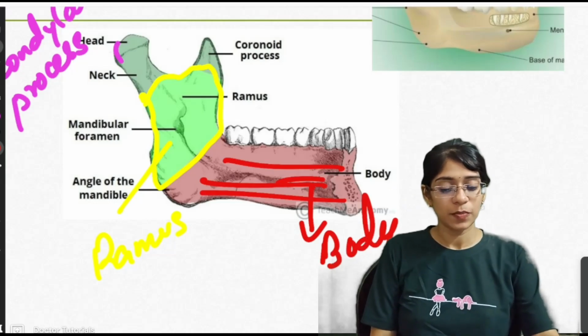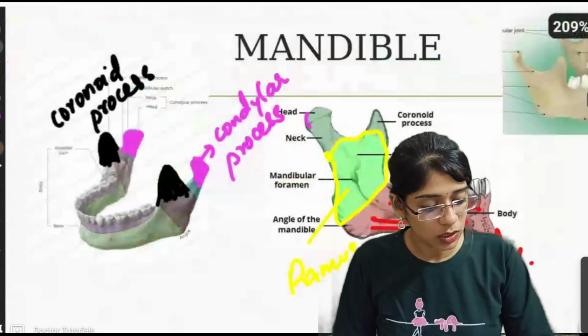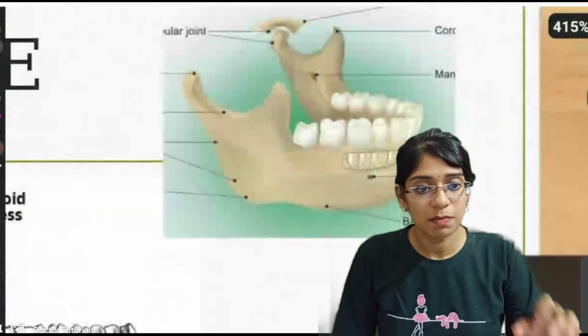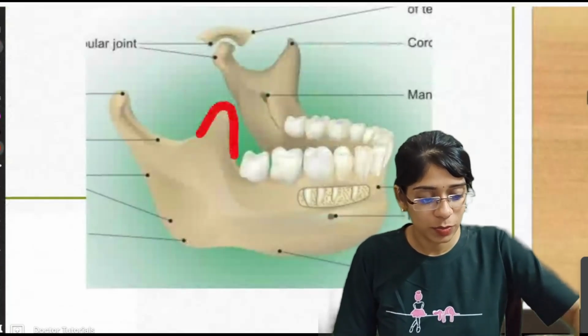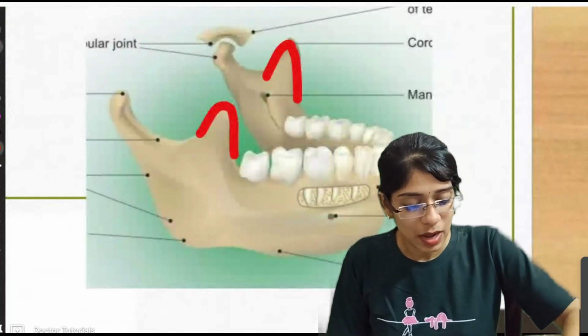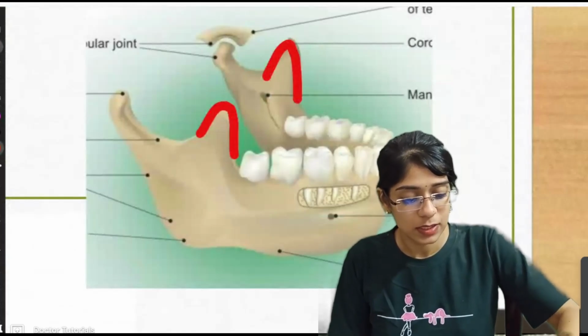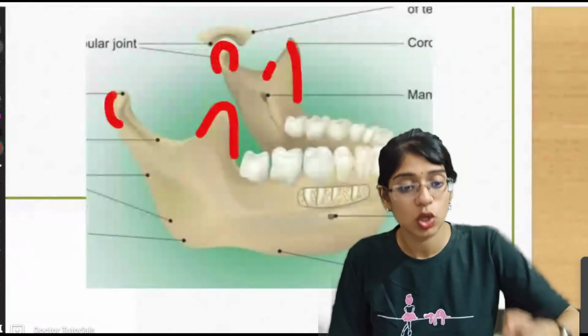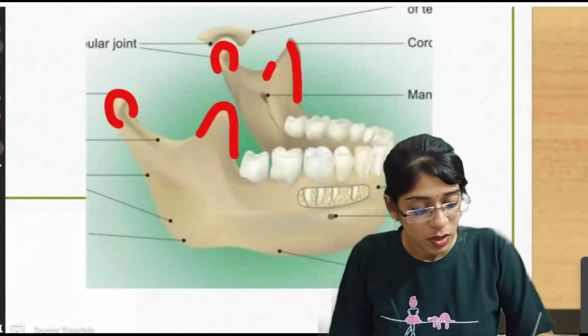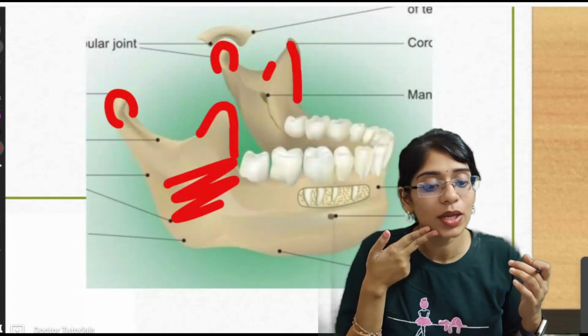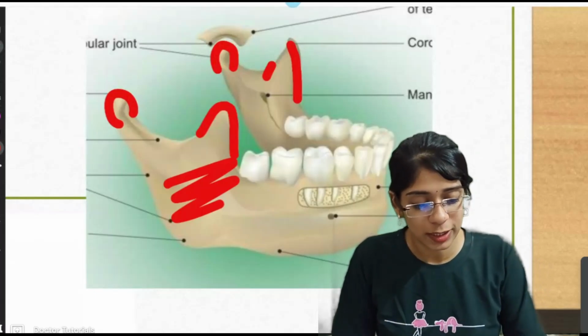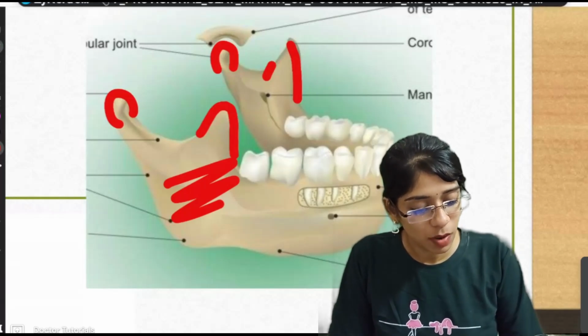This much clear? Can you tell me the main parts of the mandible? We have the coronoid process, and above we have, see this picture, the condylar process. This part is the ramus, and then we have the body of the mandible. This much clear. Now, why did I teach about the mandible?